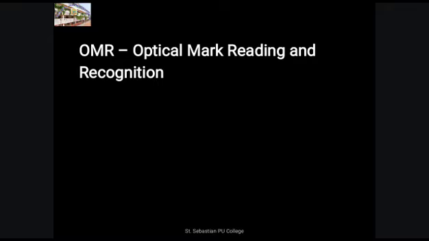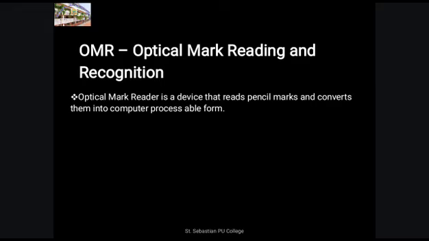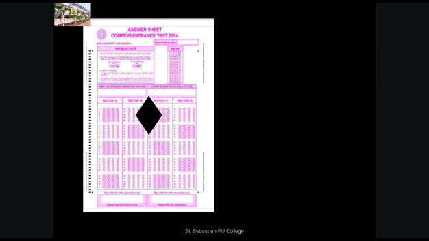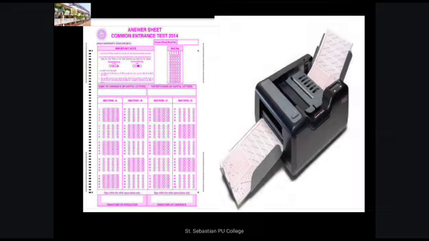OMR, Optical Mark Reading and Recognition. OMR stands for Optical Mark Reading and Recognition. Optical mark reader is a device that reads pencil marks and converts them into a computer processable form. They are widely used in applications like objective type answer paper valuation, in which large number of candidates appear. See, this picture shows an OMR sheet. To read this kind of sheet, we are using the OMR.